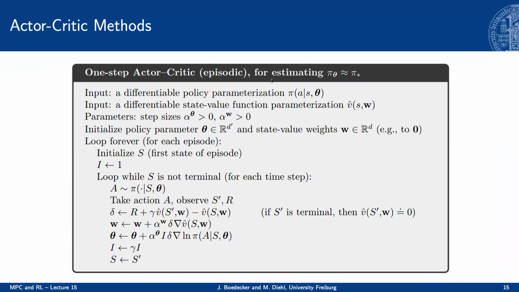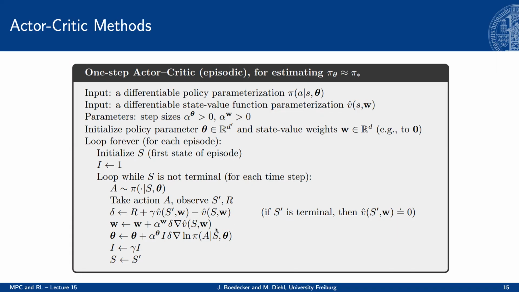This is for the episodic case, and you try to approximate your optimal policy that has parameters theta. Again, you have a parameterized policy pi with parameters theta and a differentiable state value function estimation, that's your v hat of s with parameters w. You initialize the policy parameters and the state value weights as you like, with 0 being common. And then you just loop again. Here you now calculate the temporal difference error, like you saw before. This is the delta in this case.